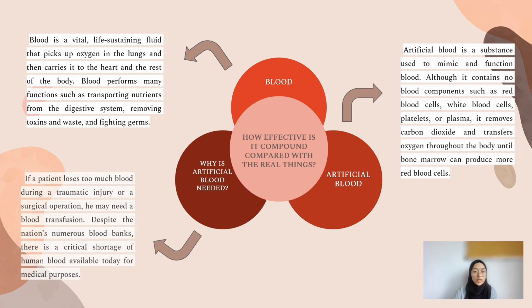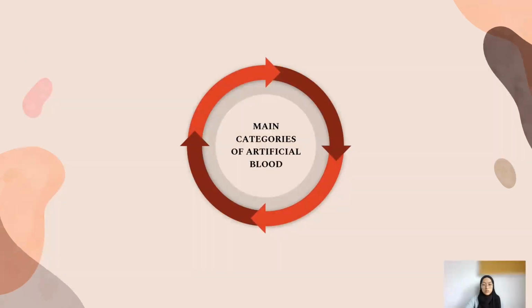Okay, the third one is why artificial blood is needed. If a patient loses too much blood during a traumatic injury or a surgical operation, he may need a blood transfusion. Despite the nation's numerous blood banks, there is a critical shortage of human blood available today for medical purposes. For example, nearly 33% of Americans will need a life-saving blood transfusion at some point in their lifetime. With 4.5 million Americans receiving blood transfusions each year, the number of patients requiring blood is now outpacing the number of blood donors.